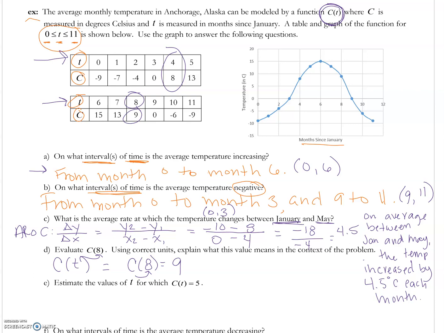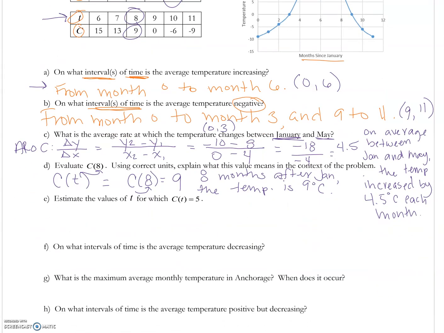In a sentence, I might write, let's change that instead of at 8 months. Let's say 8 months after January, the temperature is 9 degrees Celsius.